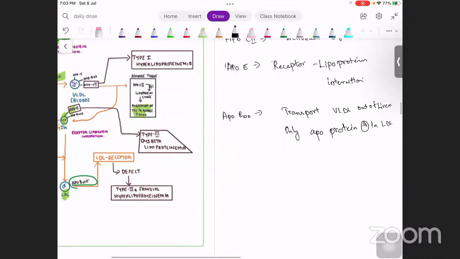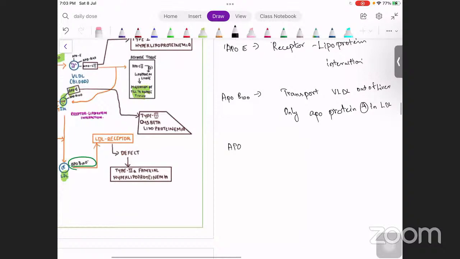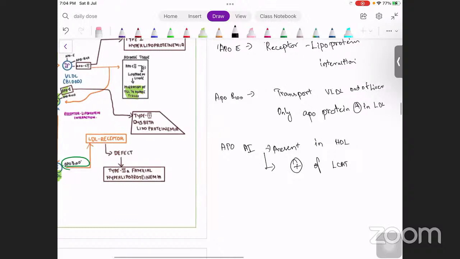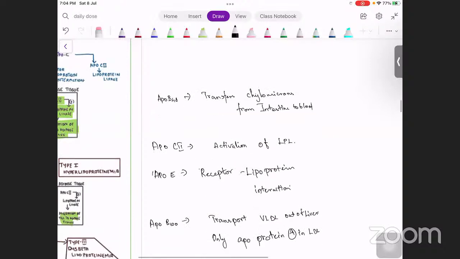Okay. Then ApoA1, present in HDL, activation of LCAT. I would rather write present in HDL and activation of LCAT. So these are the things you have to know. Then the Fredrickson classification of lipoproteinemia.